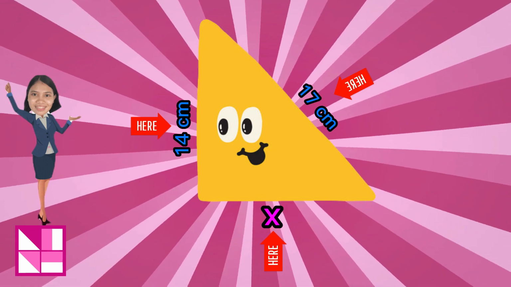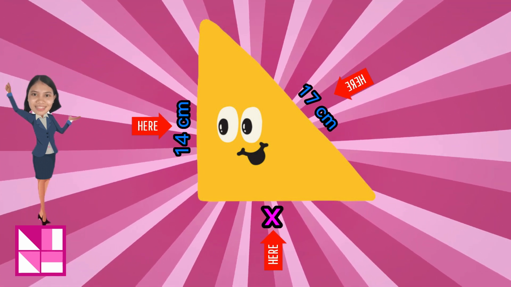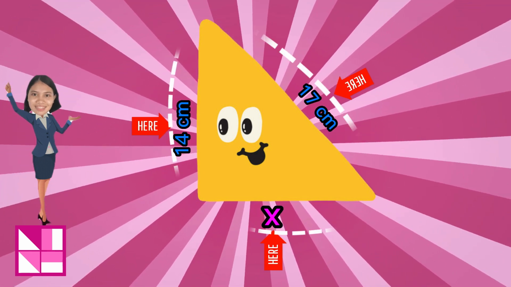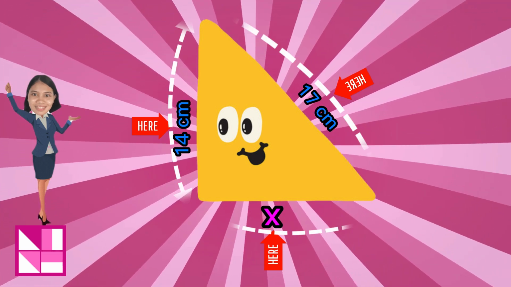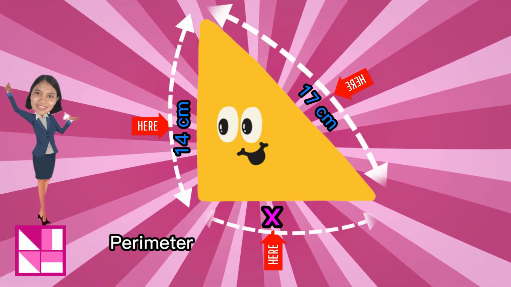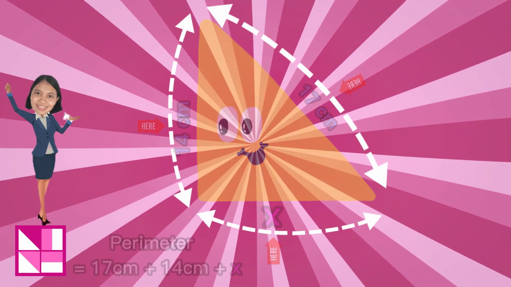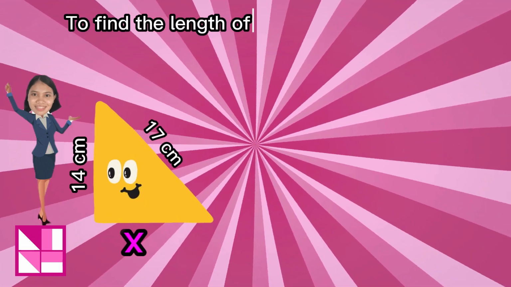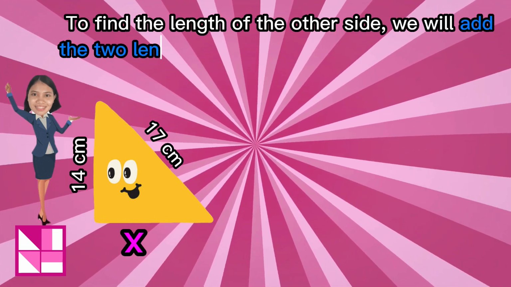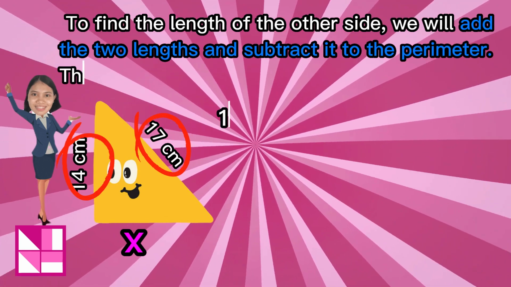We know that the perimeter of a triangle is the total length or the distance of the boundary of a triangle. The perimeter of the triangle is equal to the sum of its sides. To find the length of the other side, we will add the two lengths and subtract it to the perimeter.